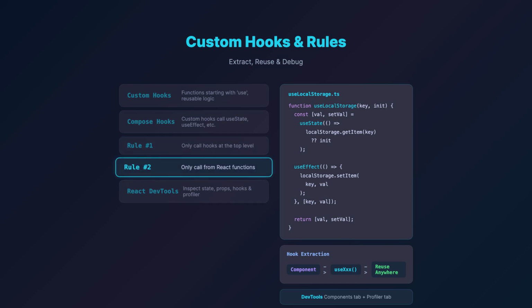Rule 2. Only call hooks from React functions. That means function components and custom hooks. Not regular JavaScript functions, not class methods, not event handlers outside of a component.